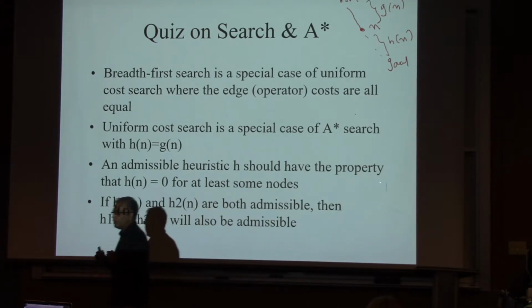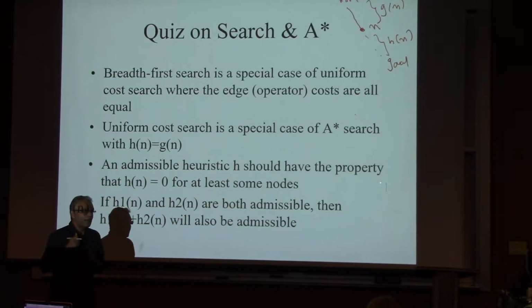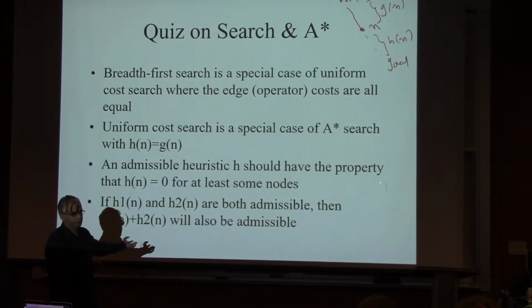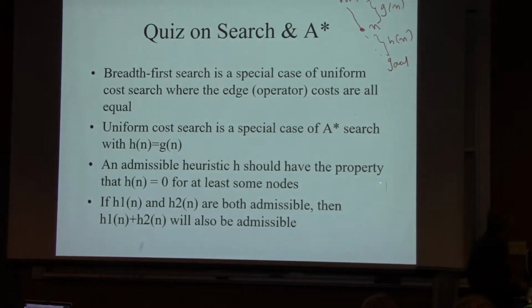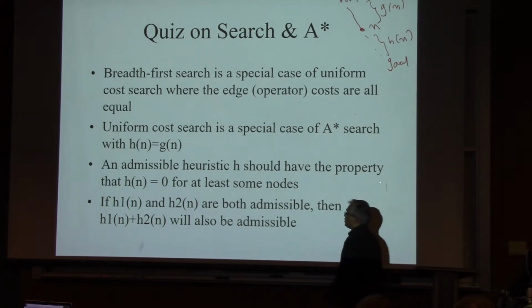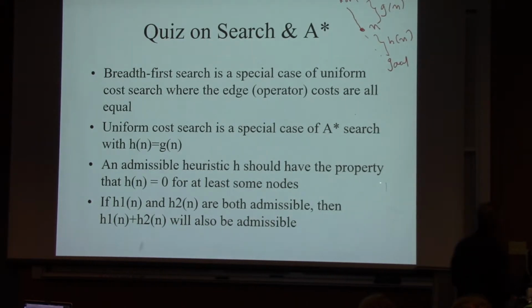An abstraction is only basically removing constraints. And if you solve the problem exactly in the abstraction, then that length, that heuristic cost, would be an admissible heuristic for the original problem. Okay, we talked about admissibility. Next, an admissible heuristic h should have the property that h of n is equal to 0 for at least some nodes, assuming that there are goals in the world.